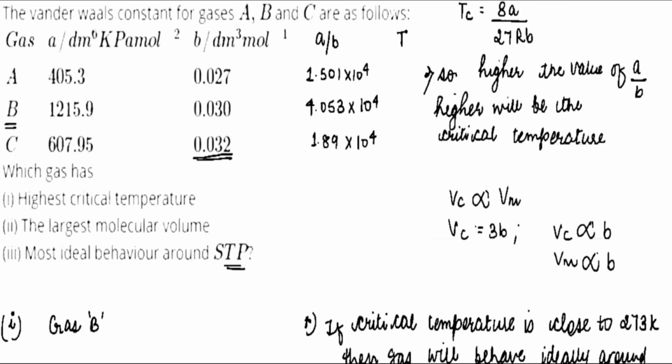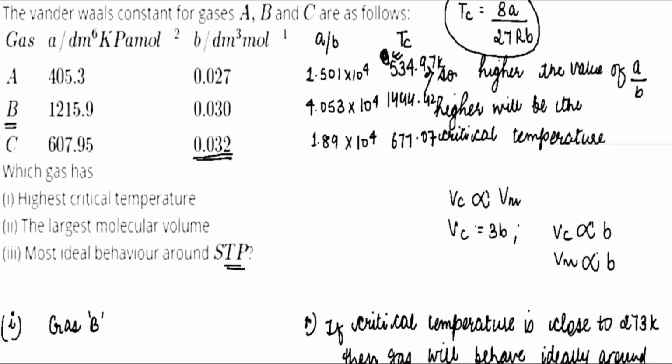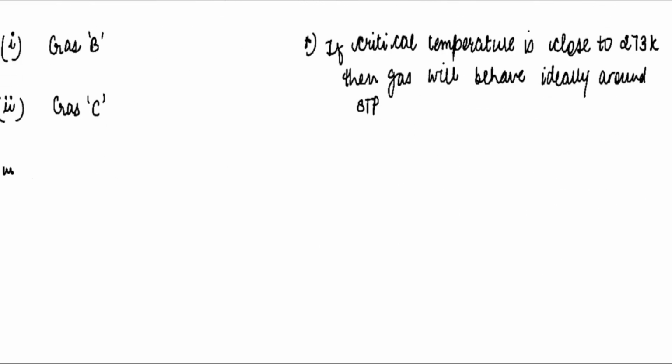So if I make one more column for critical temperature, the formula to be used is this. After calculation, you will get the critical temperature for A as 534.97 Kelvin, for B as 1444.42 Kelvin, and for C as 677.07 Kelvin. The value most close to 273 is this one, 534. So gas A will behave as an ideal gas at STP. Okay, so this is the solution for this question.